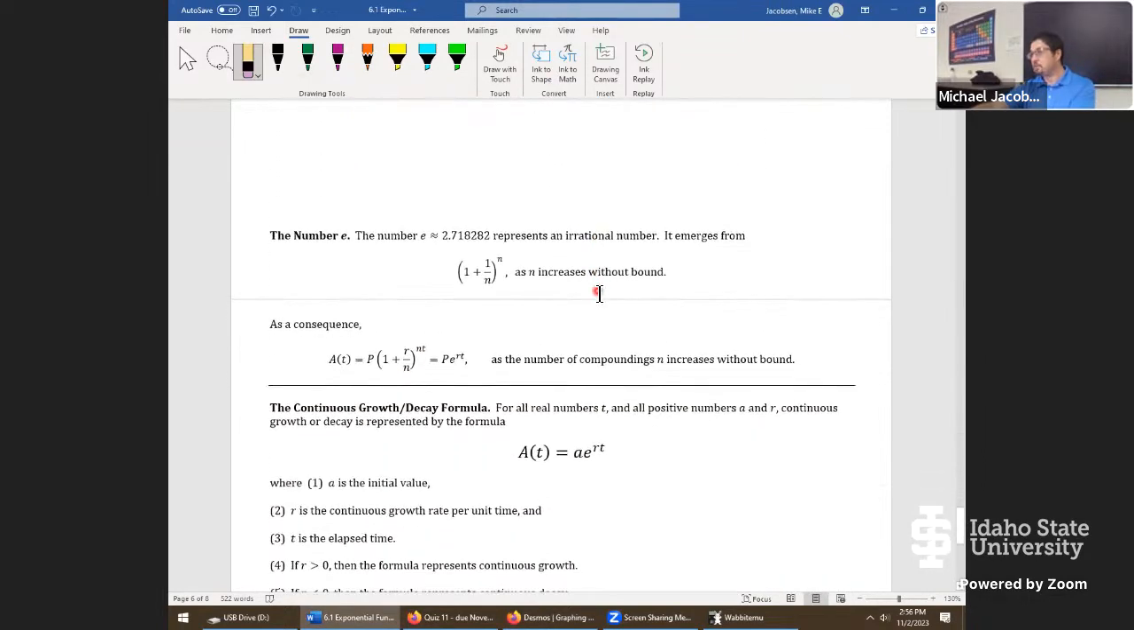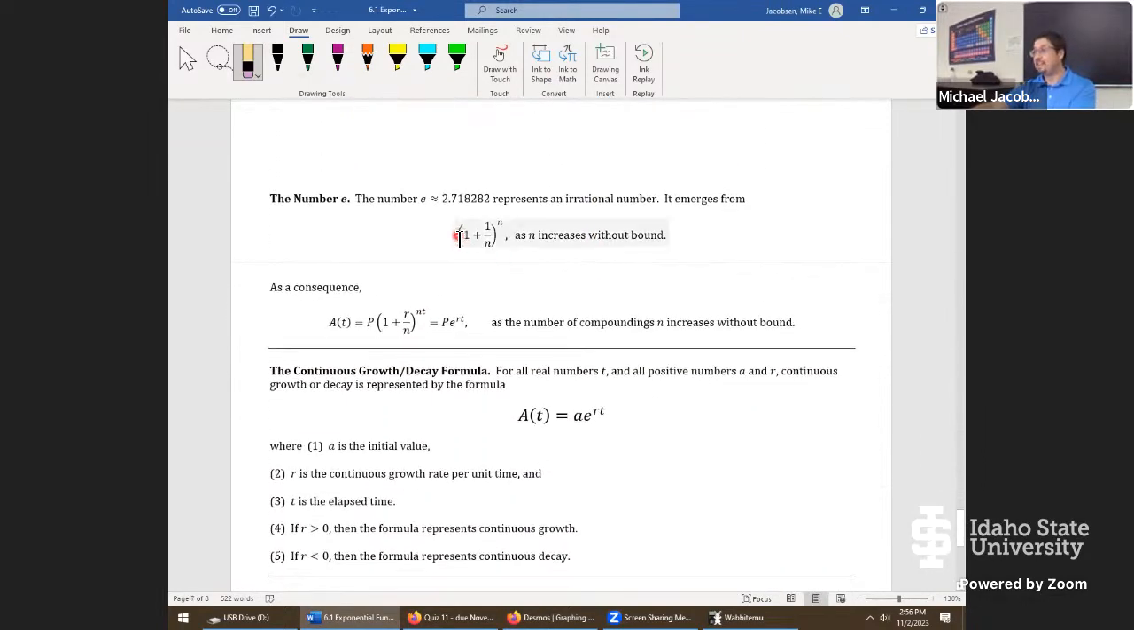Oh, I'm skipping a little bit too far ahead. We obtain the number e when that happens. So if the compounding keeps increasing, this whole thing turns into about 2.718282. Really kind of strange. And that means the whole function here changes into an ordinary exponential function, like the one on the very, very top of the notes. Its base is going to be that number e.